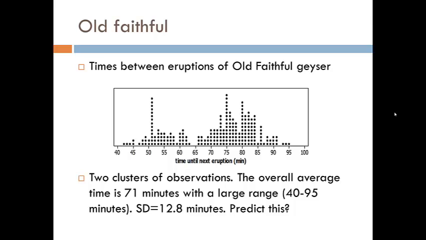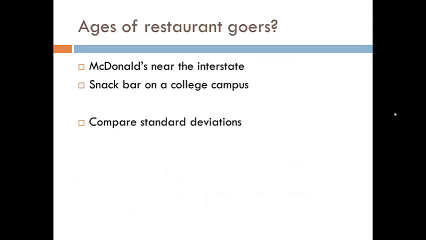But a lot of times in statistics, when we're doing research and thinking about data, we do have some sense of what's going to happen next. For example, imagine you and a friend are doing a study looking at the ages of restaurant goers at nearby restaurants. Your friend goes to McDonald's near the interstate and for a couple of hours in the morning records the ages of all the people who come to the restaurant. You, on the other hand, go to the snack bar on your college campus and, like your friend, sit for a couple of hours and record your estimated ages of people who visit the snack bar.